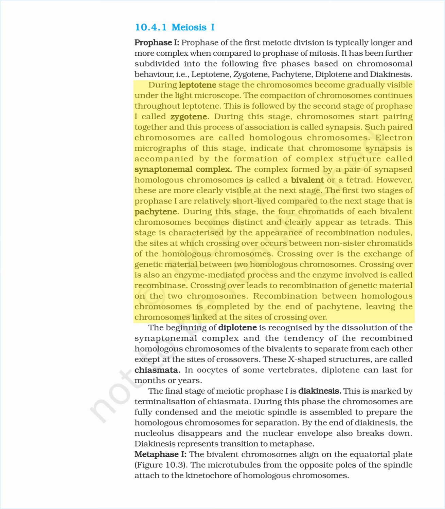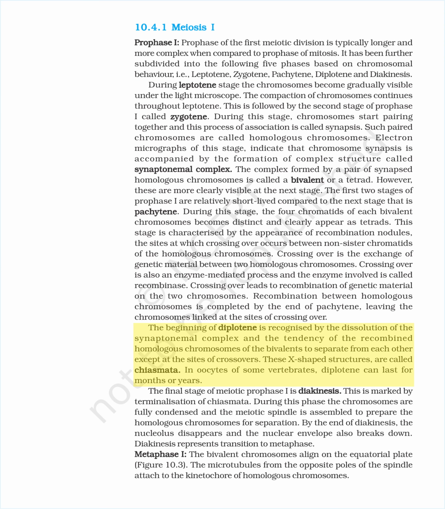Recombination between homologous chromosomes is completed by the end of pachytene, leaving the chromosomes linked at the sites of crossing over. The beginning of diplotene is recognized by the dissolution of the synaptonemal complex and the tendency of the recombined homologous chromosomes of the bivalents to separate from each other except at the sites of crossovers. These X-shaped structures are called chiasmata. In oocytes of some vertebrates, diplotene can last for months or years.